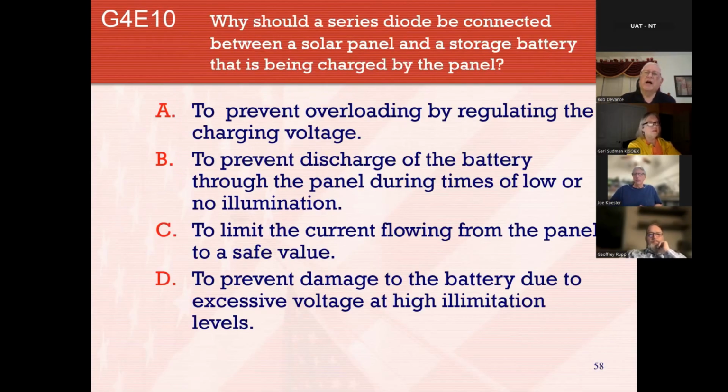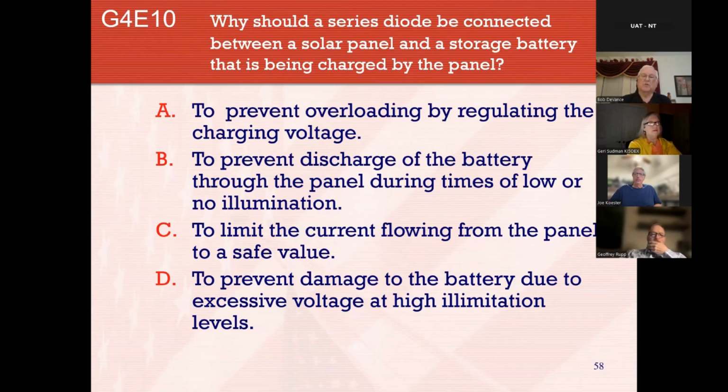Why should a series diode be connected between the solar panel and the storage battery that's being charged by the panel? So we have our solar panel set up. We put the positive input through a diode to pass the current into the battery, but the diode is there so that the battery will not flow backward into the solar cell. If we don't do that, when the light goes out, the cell then becomes a drain on the battery, and it will actually discharge the battery over time. So we put that in there to do that.